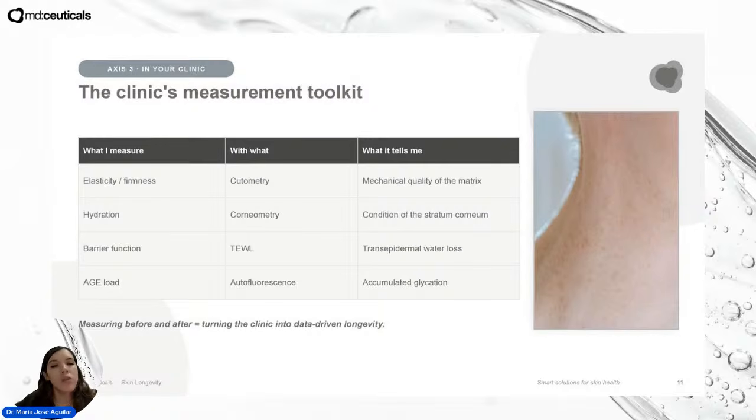And obviously we have all the classics that we can have in the consult, in the clinic, like the cutometry, the craniometry. We can also read the transepidermal water loss. We can make an autofluorescence to make an identification of this aging process.